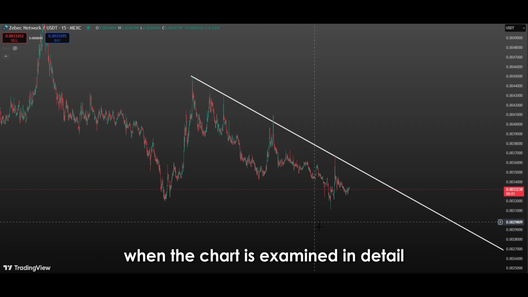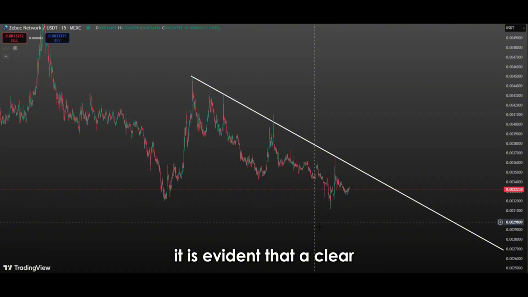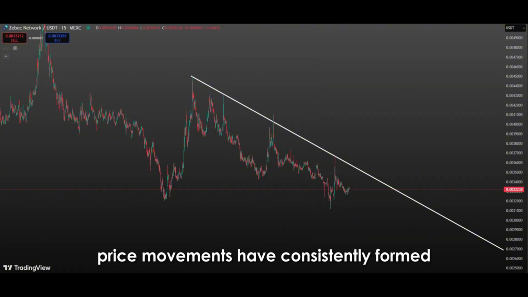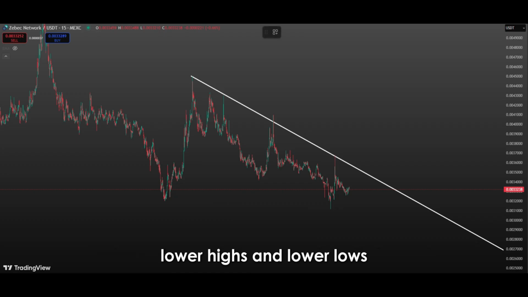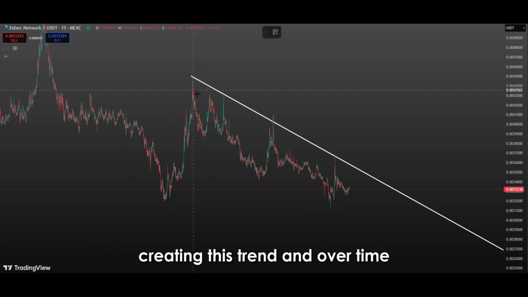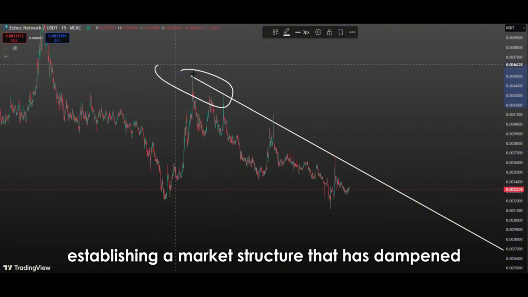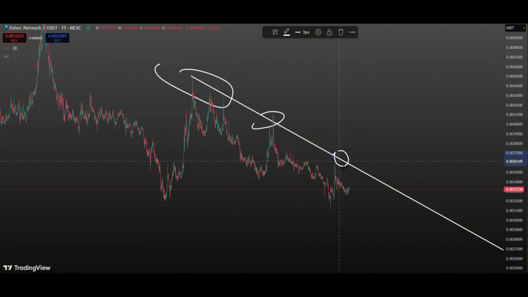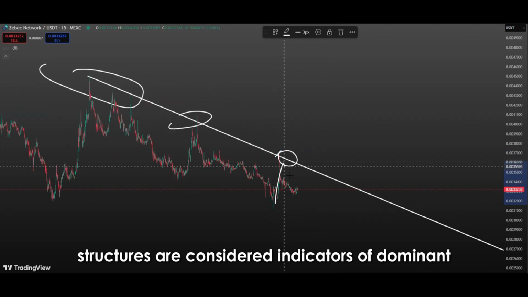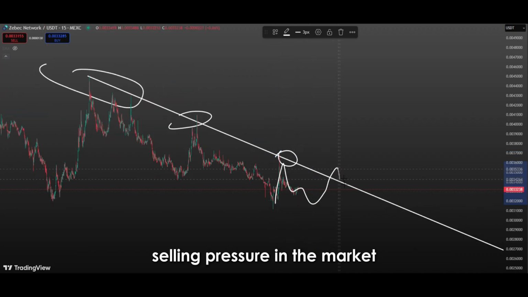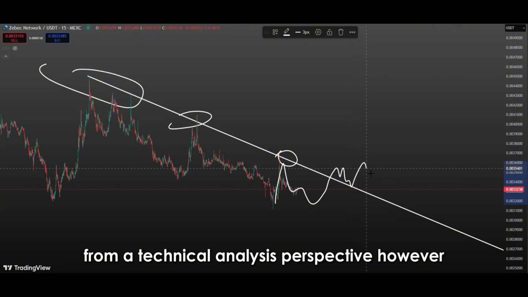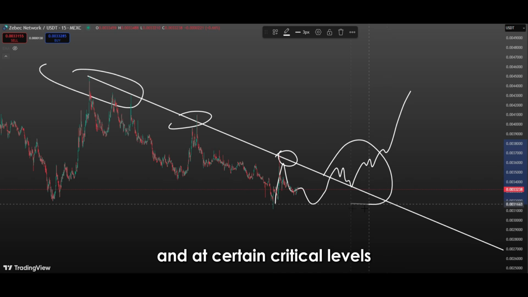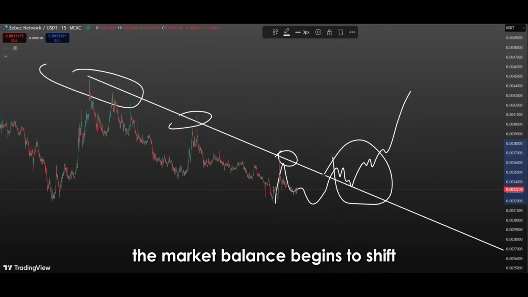When the chart is examined in detail, it is evident that a clear downward trend structure has been in place for quite some time. Price movements have consistently formed lower highs and lower lows, creating this trend and over time, establishing a market structure that has dampened investor appetite for buying. Such downward trend structures are considered indicators of dominant selling pressure in the market from a technical analysis perspective. However, no downtrend lasts forever, and at certain critical levels, the market balance begins to shift.